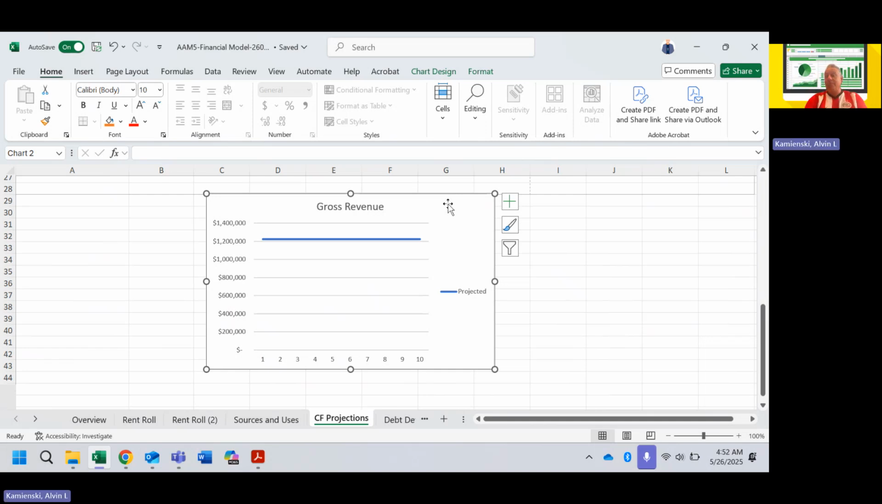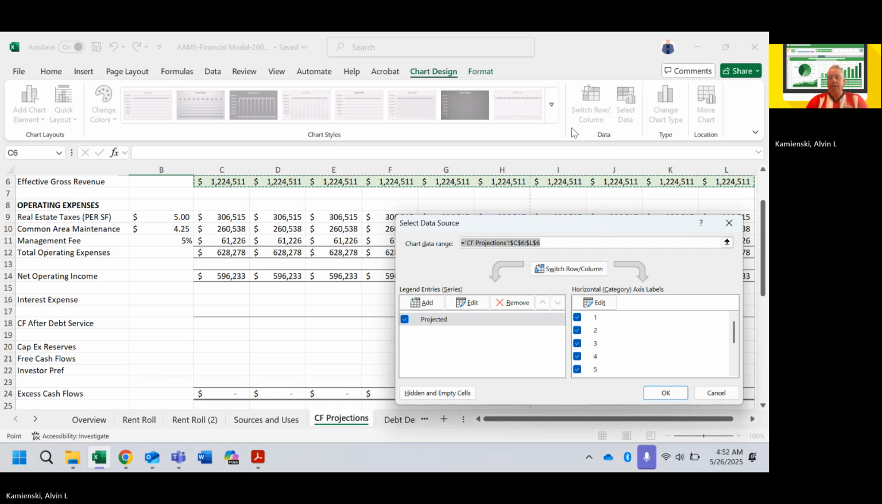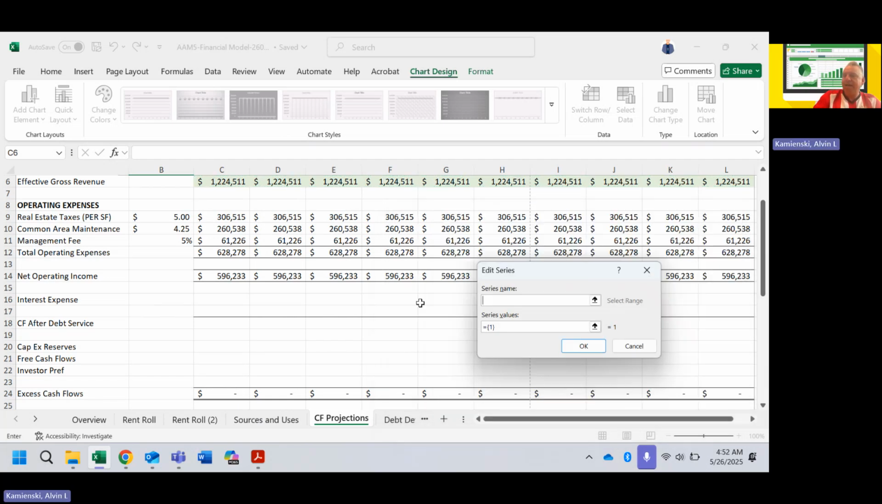I'm selected on my graph right now, and I'm going to go to chart design. I'm going to select data. Down where it says, oh, Mac, I know this one's different. Yours is going to be a plus sign. Where it says Legend Series add.